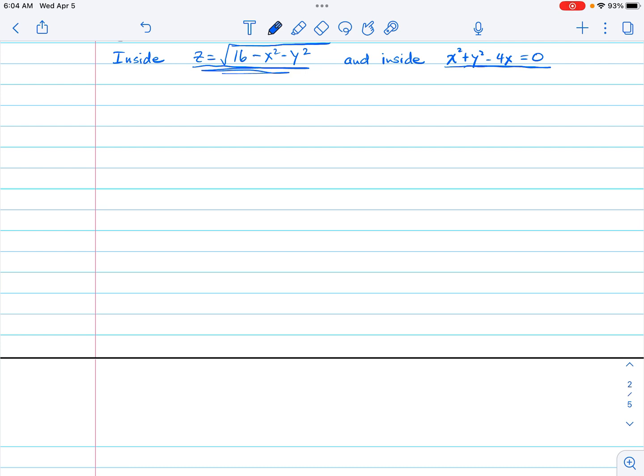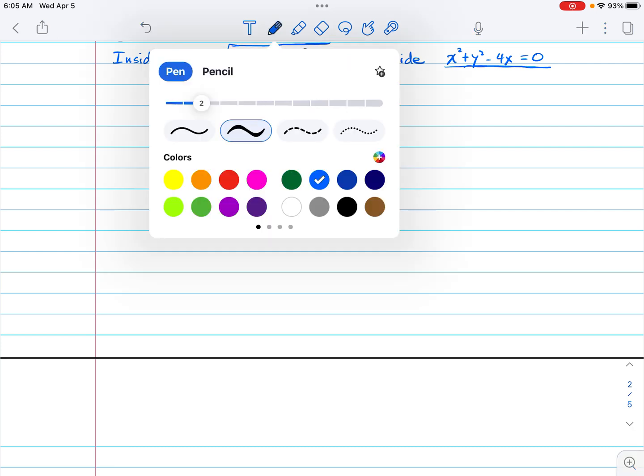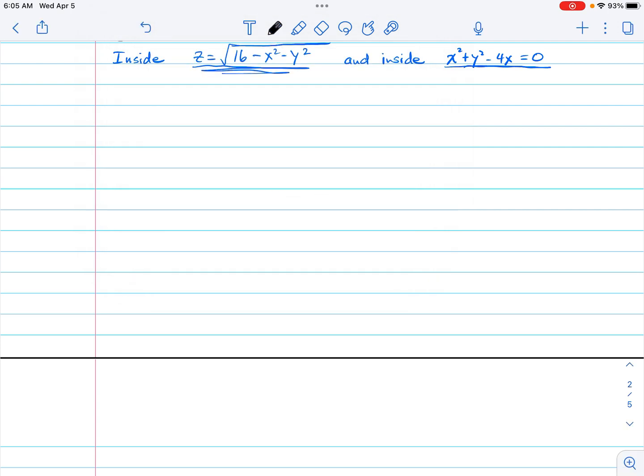So let's see what this looks like down on the XY plane. And what we want to do is find that volume, the volume above the XY plane inside this sphere and inside the cylinder, defined by x squared plus y squared minus 4x equals 0. So let's see if we can figure out what that looks like. So I want to try to draw this before we go any further.